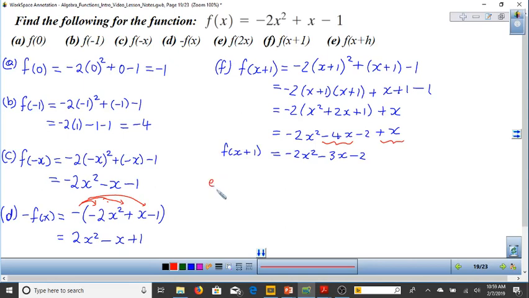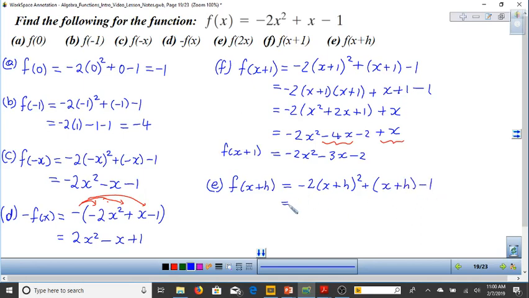Let's do this last one here in this example, E. We want to do f of x plus h. And again, just as before, we're going to replace all our x's with x plus h in parentheses.